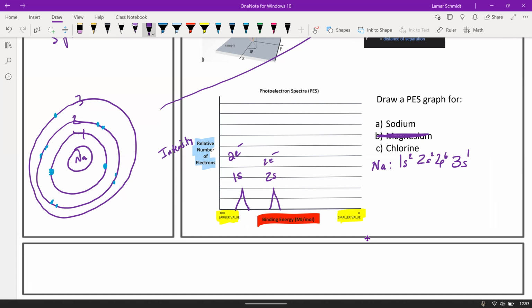Then what's next? 2p. Now, how many electrons are in that 2p? 6. So what about my peak height here? What is the peak height going to look like? It's going to be how many lines? 6, because 2 was 2 lines. So 6 must be what? 6 lines, or it's 3 times greater than the 1s peak. Do you see that? So we're going to count those: 1, 2, 3, 4, 5, 6, and then I can draw my peak. There it is. This is 2p, and there are 6 electrons. You see how it's 3 times the height.